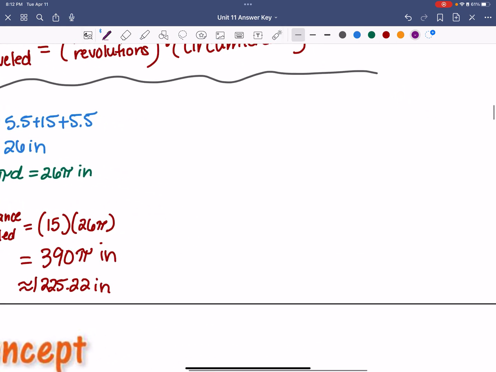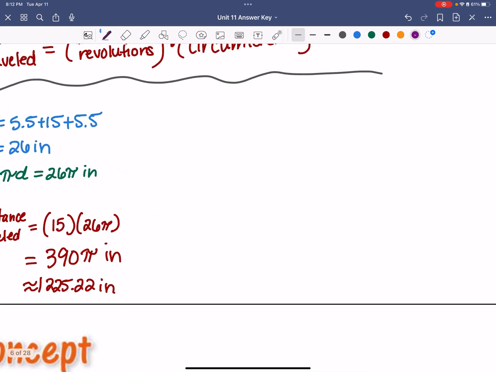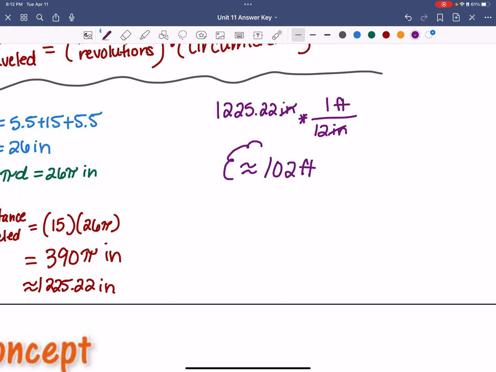So I'm going to say that I have 1,225.22 inches, and I'm going to multiply that by 1 foot over 12 inches so I can get rid of these inch labels. This should give me just about, rounded to the nearest foot, 102 feet. And that is my final answer. So that tire rolls 15 times and travels 102 feet.